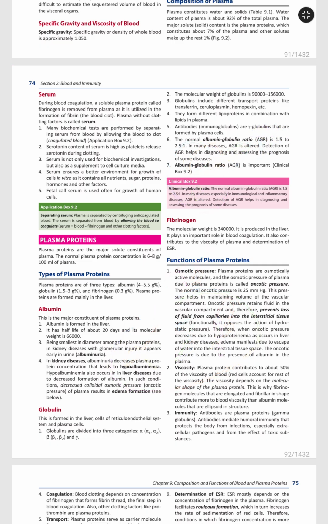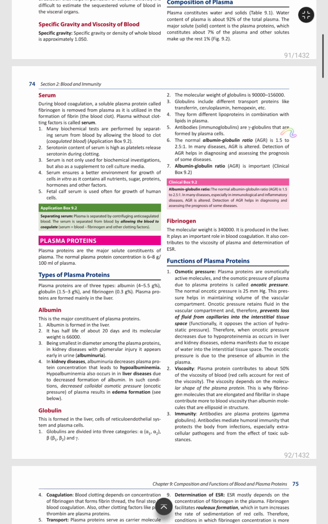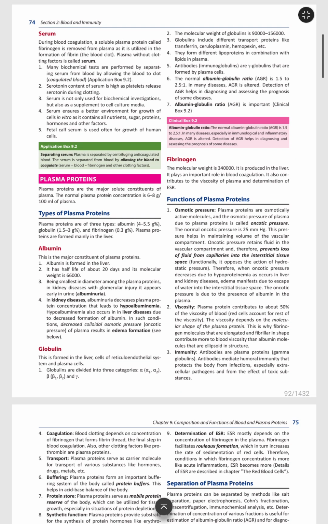Now their clinical aspect: the A.G ratio is usually 1.5 to 2.5 to 1. In many diseases it is altered. It is important for prognosis. Now fibrinogen, we know fibrinogen is a plasma protein, molecular weight 34.